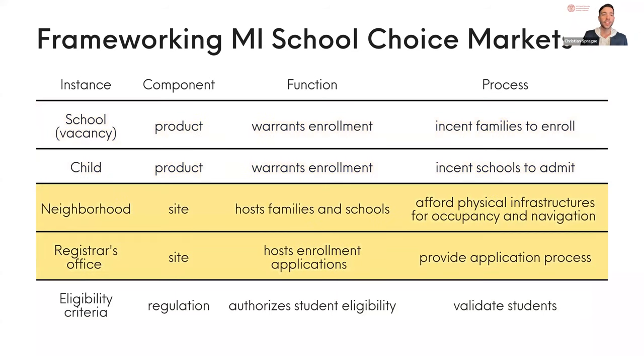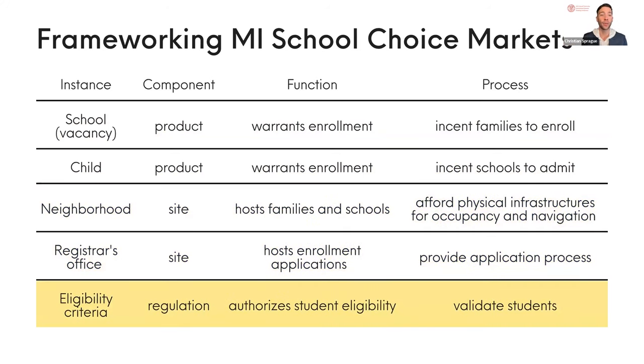And then you also have sites. There are so many sites. This is just a compressed list. But the neighborhood, what are they doing? They're hosting families and schools, right? It's affording physical infrastructure. Think about the roads and the stoplights and all of the civil infrastructure that needs to occur within neighborhoods and in areas to actually make it possible for students to navigate and attend these schools. And not to mention the registrar's office, which is a different kind of site, another site that hosts enrollment applications, right? And they're providing an application process or affording that up.